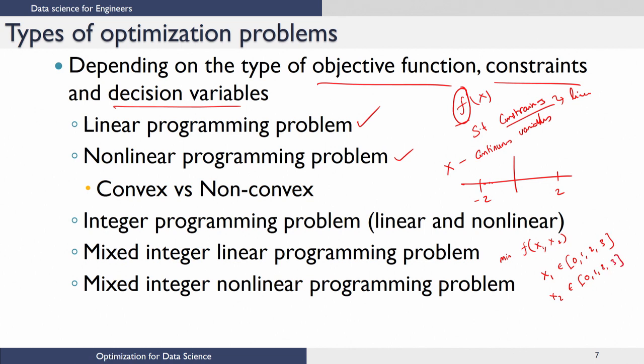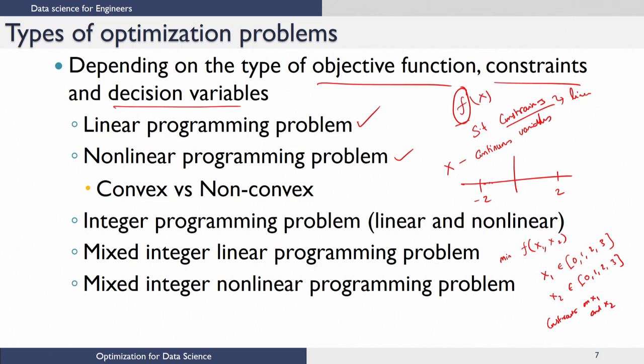So, this is called an integer programming problem, and you could have constraints on x1 and x2 also.